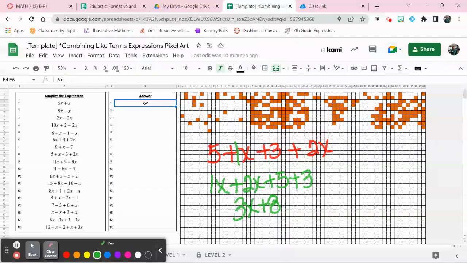Now, if I didn't want to rewrite it in a different order, I could have used shapes and colors. Put a rectangle around my x's, and then put like a circle around my constants. So you can use different shapes, different colors, whichever way you like best, what works for you. There's our answer, 3x plus 8. And that is for number 8. All right, number 9. You're getting harder.